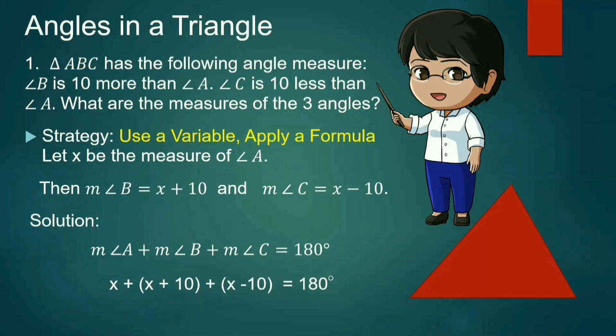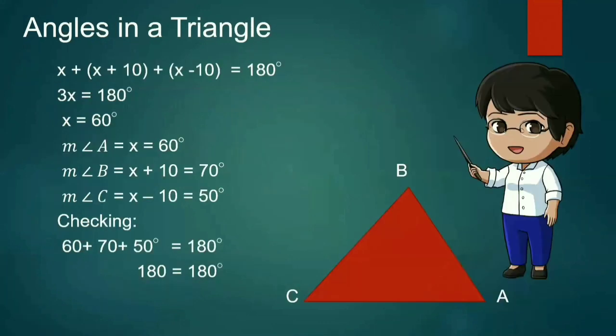So let x be the measure of angle A. Then the measure of angle B is equal to x plus 10, and the measure of angle C is equal to x minus 10. Adding the three angles, we have x plus 10 plus x minus 10 is equal to 180 degrees. So we add these and have 3x is equal to 180 degrees. Dividing both sides of the equation by 3, we have x is equal to 60 degrees.